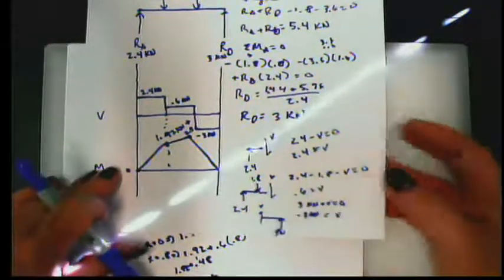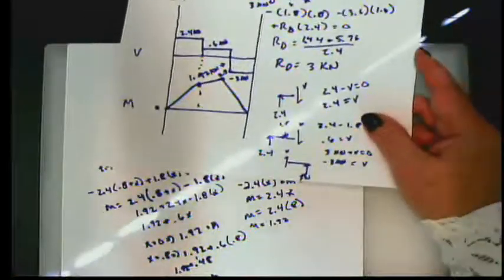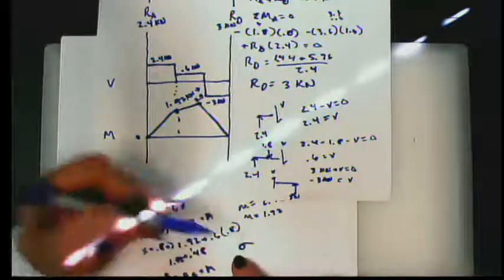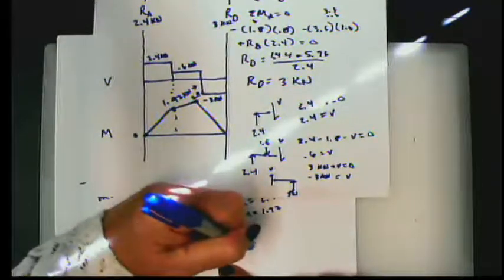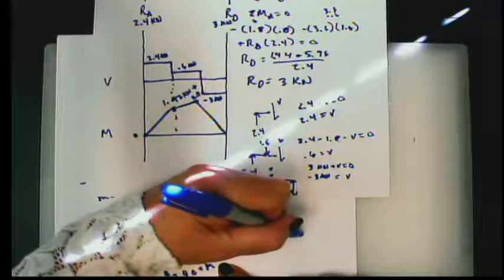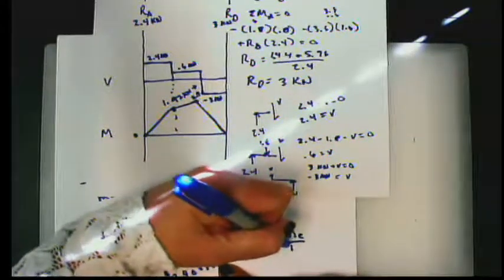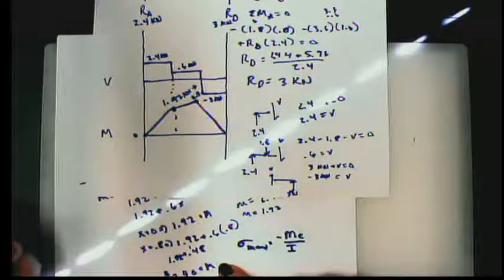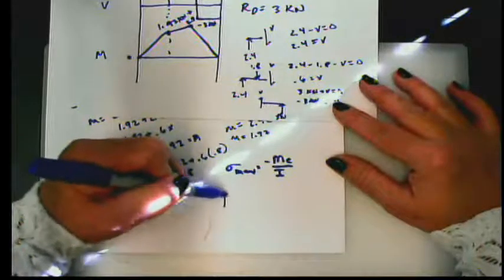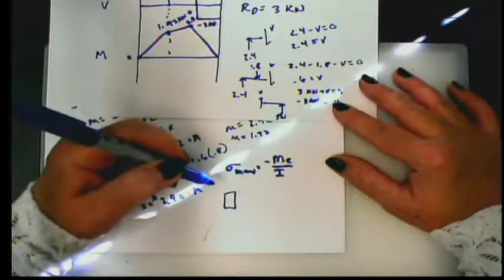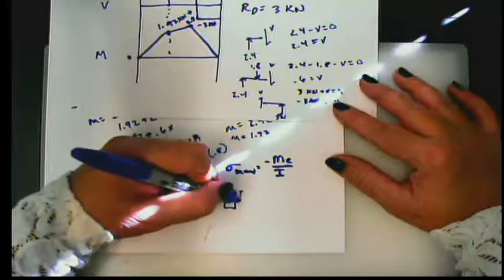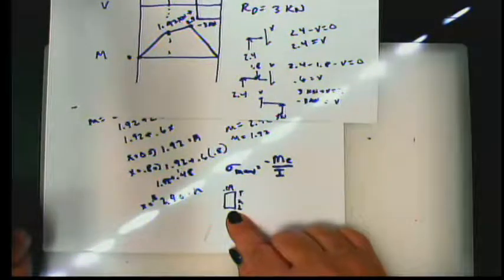All right, so the final question here is, what do I have to design this beam for? Well, the answer is sigma max is equal to minus m c over I. And I know that my cross section is rectangular, that it is 0.04 meters this way and some h, which is what we have to design for.